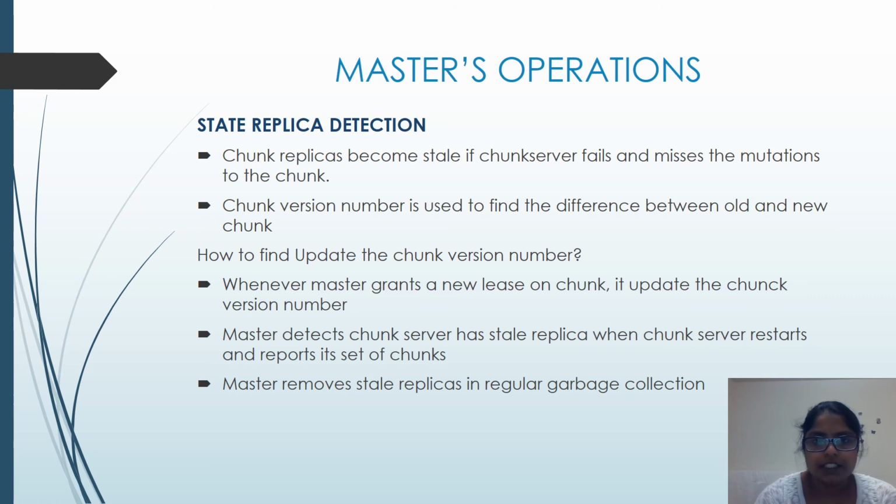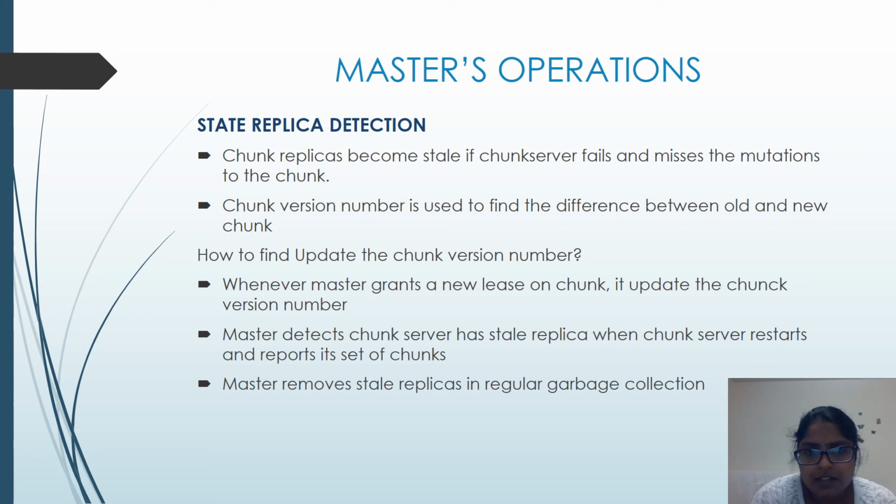Stale replica detection. Stale means old. Chunk replicas become stale if a chunk server fails and misses the mutations to the chunk. So for this reason, to find the difference between the old replicas and the new replicas, the master has implemented a chunk version number. The chunk version number is used to find the difference between old and new chunks.